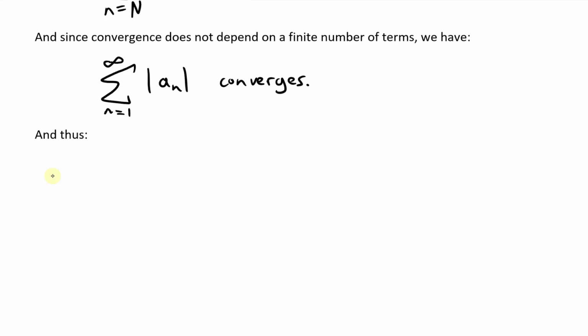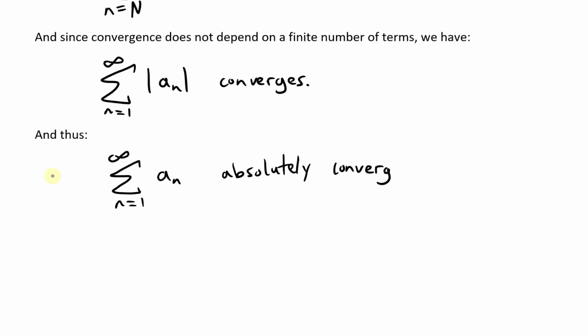And thus, the general series, the summation from n equals 1 to infinity of a_n without the absolute value, absolutely converges. Remember, if it absolutely converges, it means the series of absolute values converges, and hence this converges as well, and is therefore convergent. But I'll just leave that because it's the same thing.